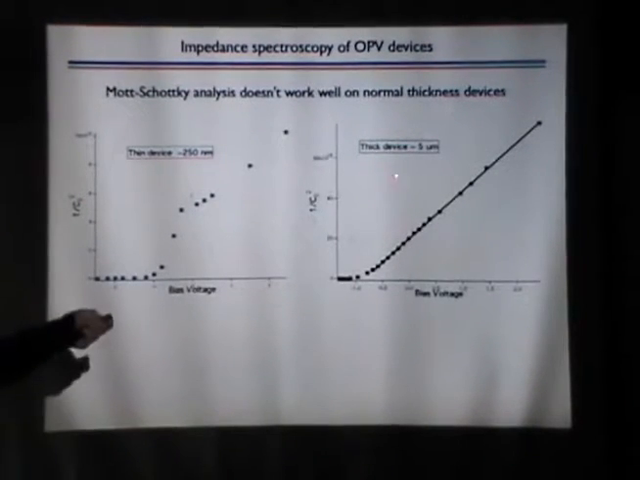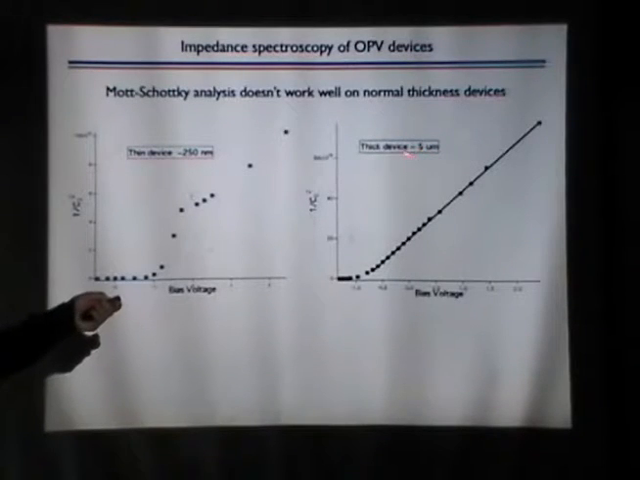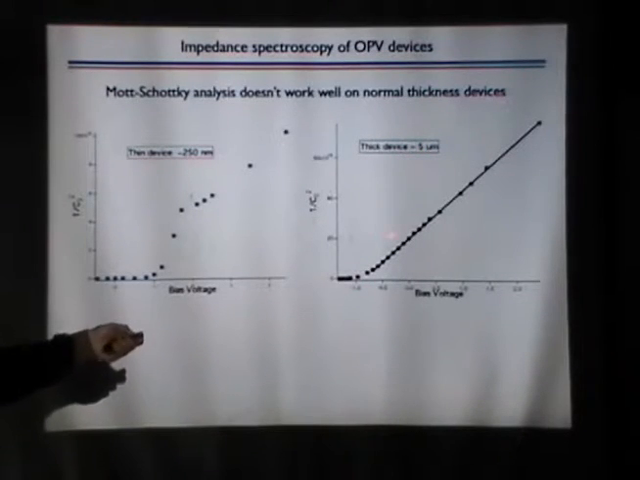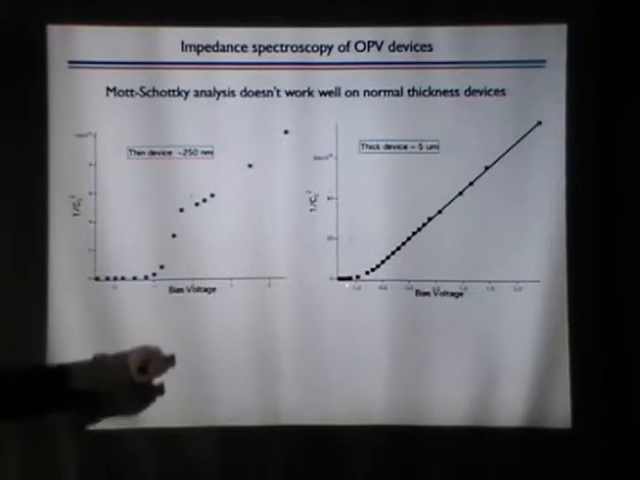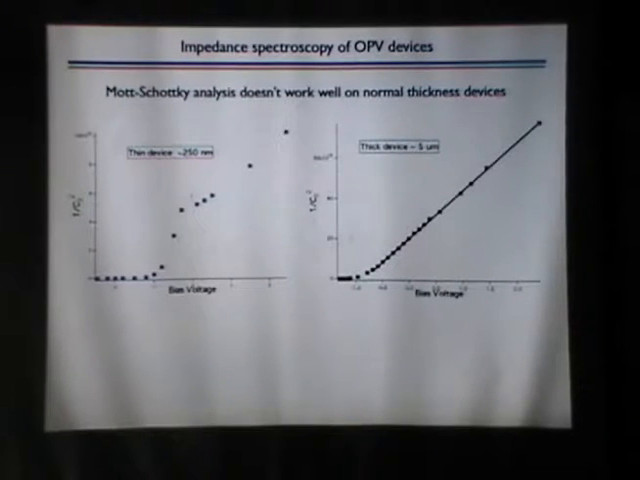So what you need to do is make a much thicker device. If you go to something like a 5-micron device, now we can capture our classic behavior, a nice straight line here. We can fit a slope and extract our carrier density.